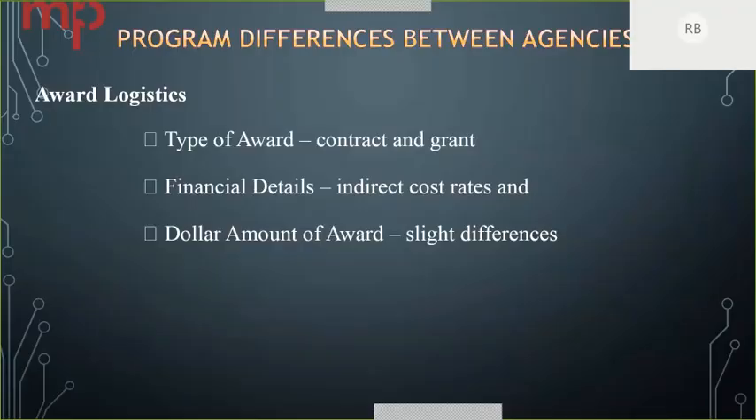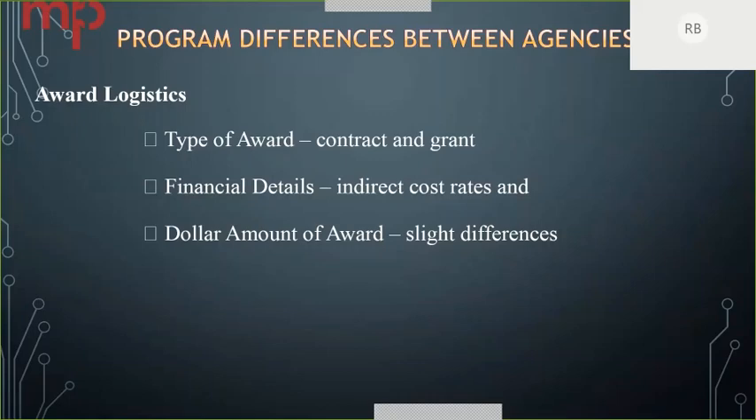Program differences between agencies. There's an award logistics, how awards are made. The type of award could either be a contract or a grant. Financial details, indirect costs and rates, and the dollar amount of award, slight differences. So everybody does, depending on the agency, if they do contracts or grants, that's it. Not all agencies do one or the other. There's some agencies that do both.